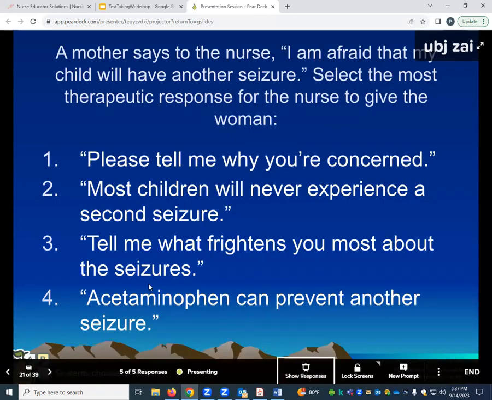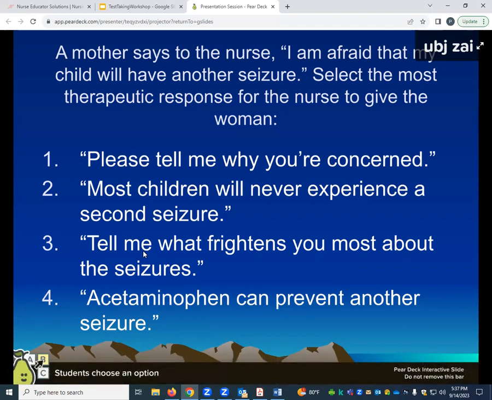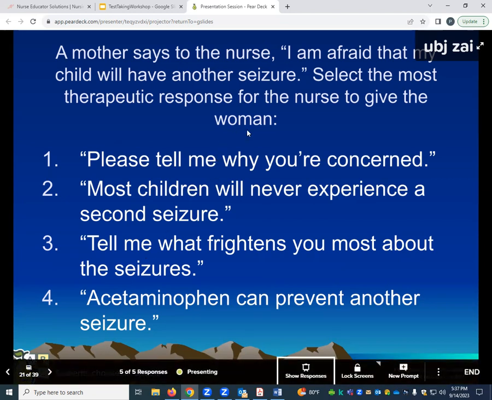Okay, so this is usually how I have it. Most people know that number 2 is incorrect. That's a false statement. And number 4 is incorrect. But number 1 and number 3 are questions that you might ask in conversation that would elicit the information that you're trying to gather. However, the word why should not be used for therapeutic communication.